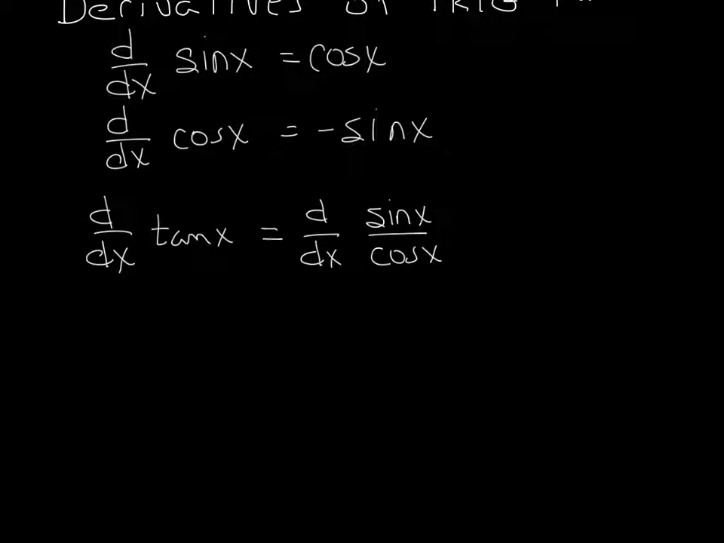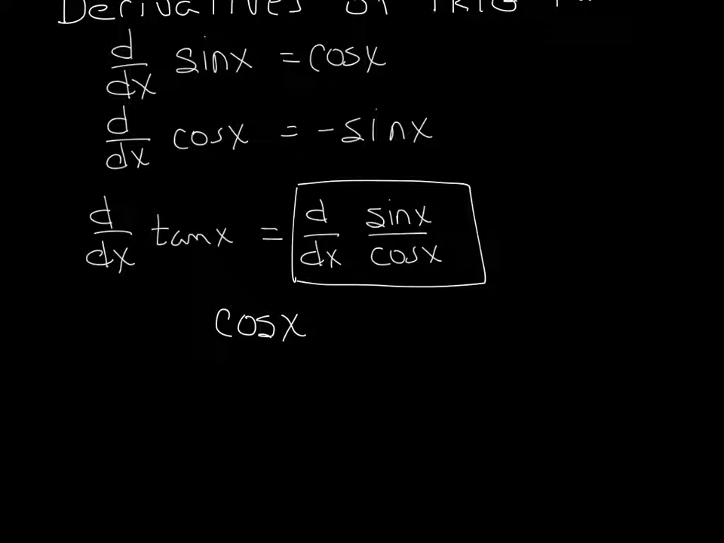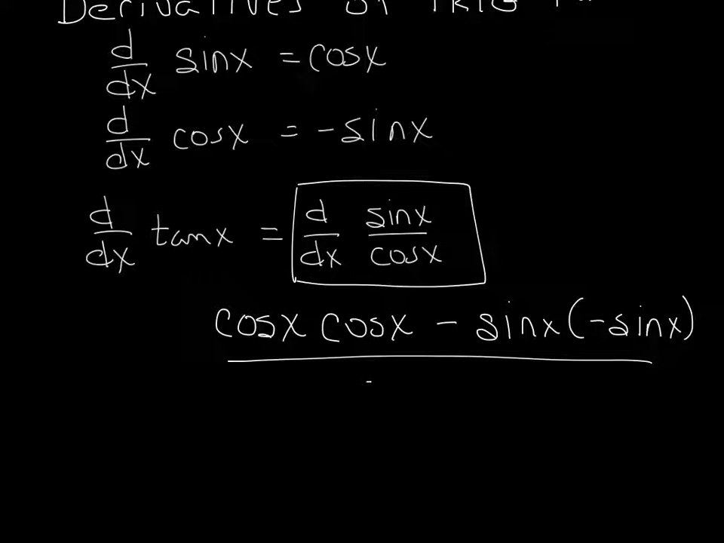If our function is the tangent of x, then we know that the tangent of x is the same as the sine over the cosine. So if we use this and the quotient rule, we can find the derivative of the tangent. So we have the denominator times the derivative of the numerator, minus the numerator times the derivative of the denominator, over the denominator squared.